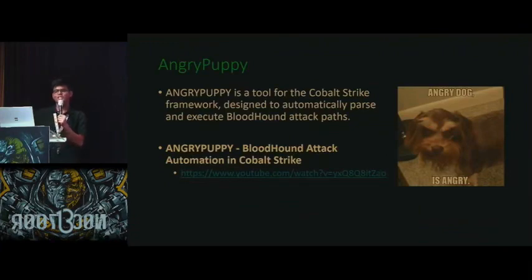The last one is Angry Puppy. This is good if you have Cobalt Strike as a C2 server. It goes well with Cobalt Strike. What it does is it takes the path again from the background and it gets integrated well with Cobalt Strike. There's a really good proof of concept video on YouTube. You can look at it.